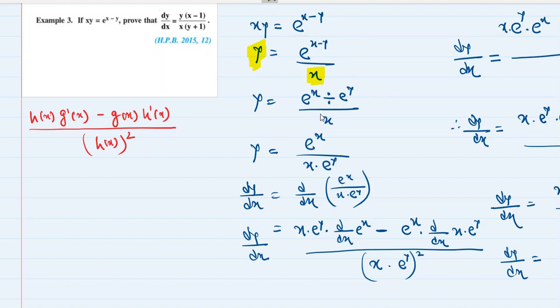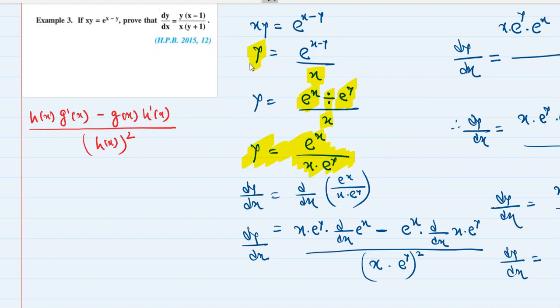It's very simple, but it is very long because there are many steps. So I've broken down the whole process into small parts and then I've differentiated. Okay, so e raised to x minus y is nothing but e raised to x divided by e raised to y, the whole upon x. And we can take this e raised to y in the denominator, so it becomes y is equal to e raised to x the whole upon x multiplied by e raised to y.